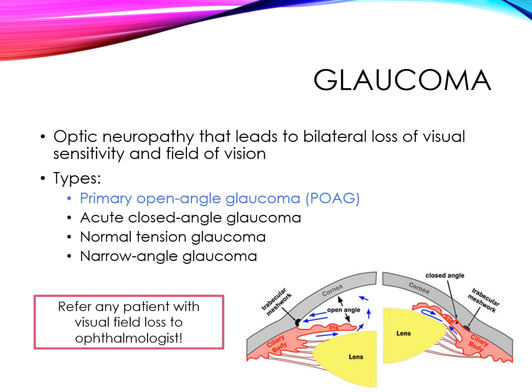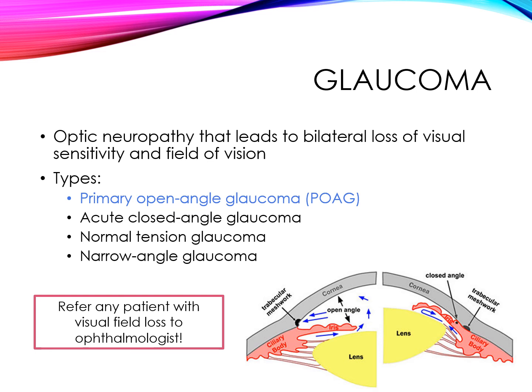Glaucoma is caused by irreversible damage to the optic nerve and retinal ganglion cells that leads to bilateral loss of visual sensitivity and field of vision. It's usually unnoticed until it has gone too far and is the second leading cause of blindness in America, being the leading cause of blindness among African Americans.